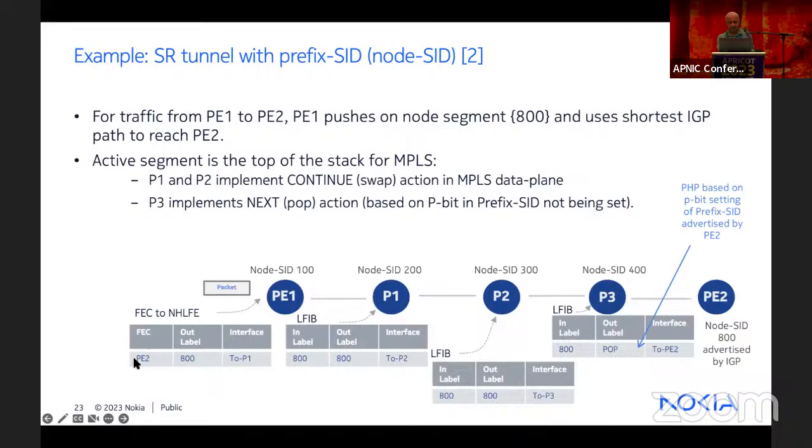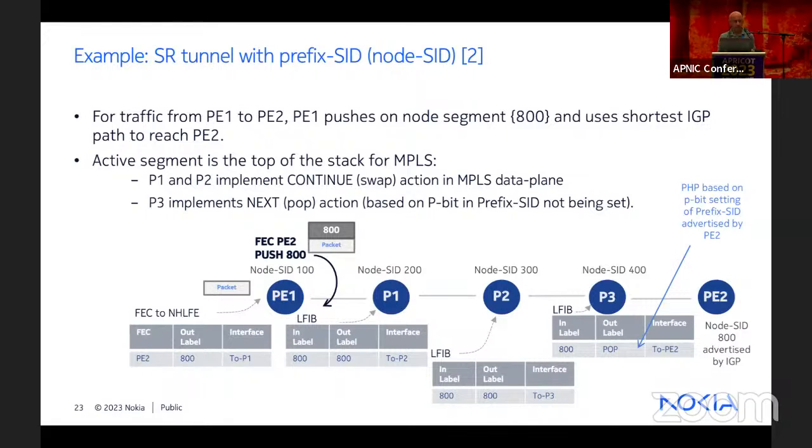It looks at its FTN, where it says that the FEC, which stands for forwarding equivalence class, is a long term for something that is just a prefix, okay? So let's just think about it as a prefix. So it says for PE2, put a label of 800 on it. And this is an instruction to the network that says, if you see a packet with a label of 800, the semantic is to send the packet to PE2 via the shortest path. So it pushes a label of 800 on the packet, and it sends it to P1.